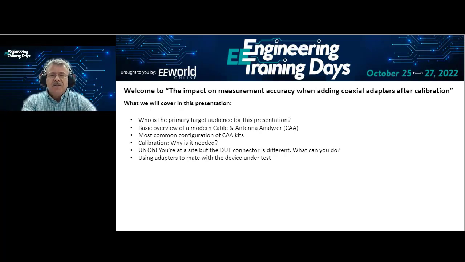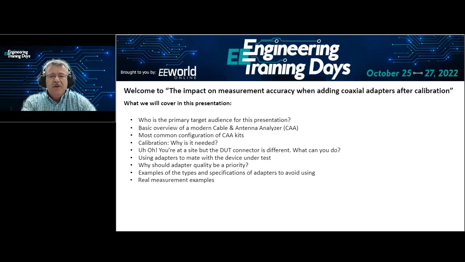You're going to use an adapter to connect to that device under test, but that adapter will end up becoming part of the overall measurement. We'll discuss that in better detail during the presentation. And then, of course, we're going to talk about why your adapter quality should be a priority. And we'll have some examples of the types of specifications for adapters that you should avoid using or purchasing.